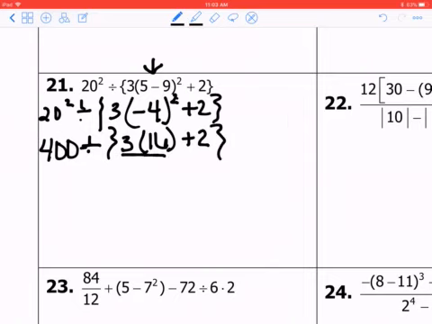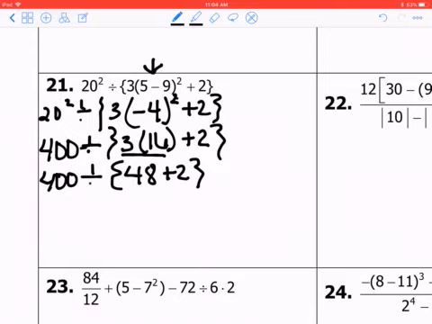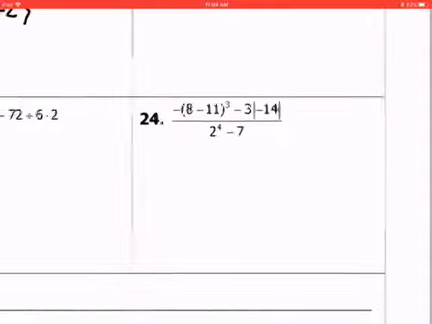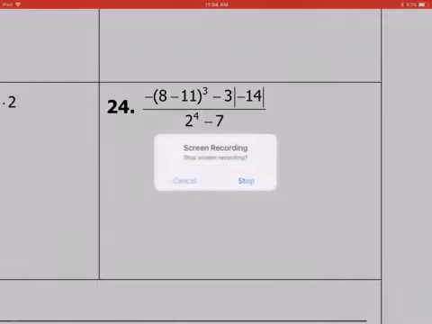And I'm still cleaning this up. 3 times 16 is 48. Plus 2 in the brackets. And I still have the 400 and the division sign up front. 48 plus 2 is 50. So now I have 400 divided by 50, which we know equals 8. Okay, last one. If I get cut off, I apologize.